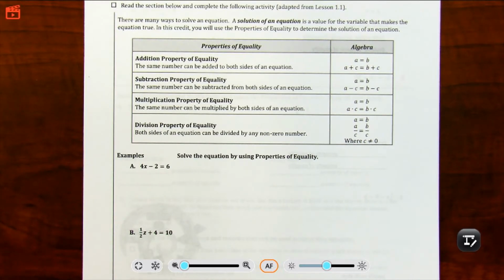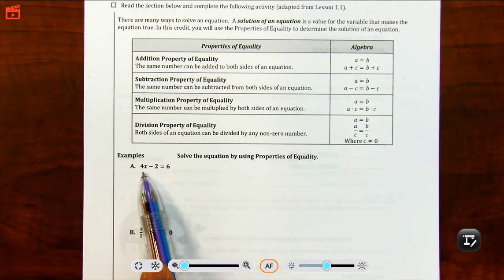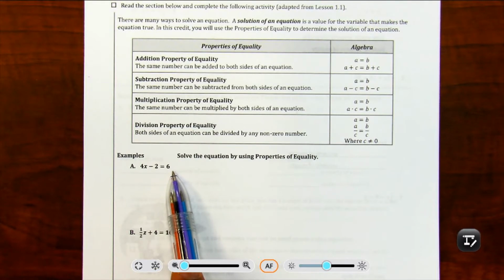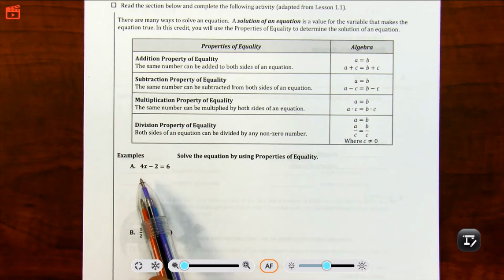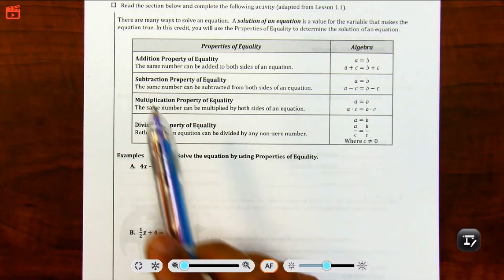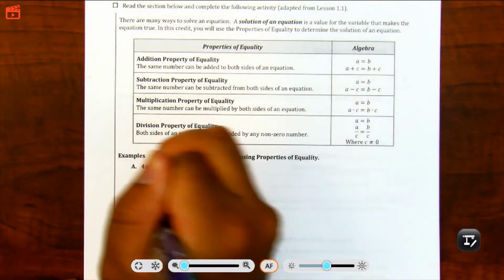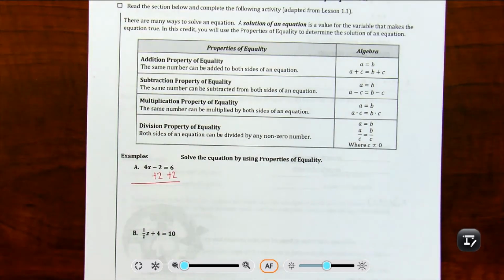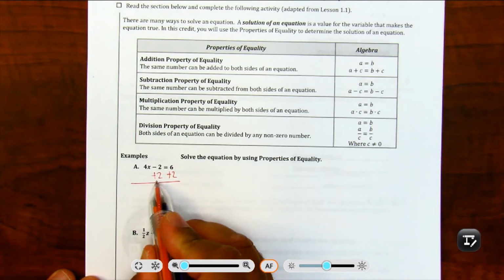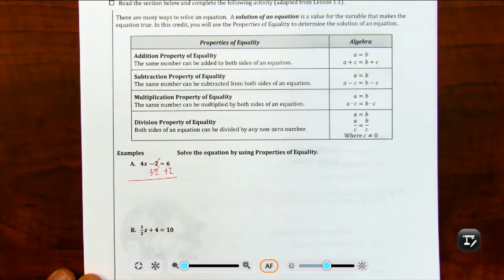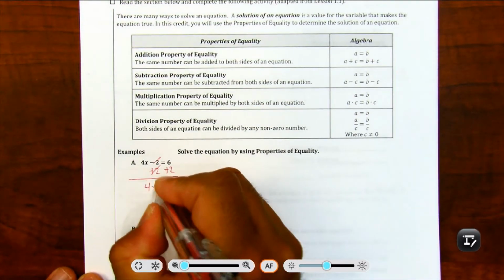What I want to do is isolate x. And what I need to do is move the negative 2 to the other side of the equation. And to do that, I need to do the opposite or the inverse function. To move a negative, we have to use a positive. So we're going to be using the addition property. We're going to be adding 2 here and adding 2 here. A negative 2 and a positive 2 cancel each other out, and you're left with 4x is equal to 8.